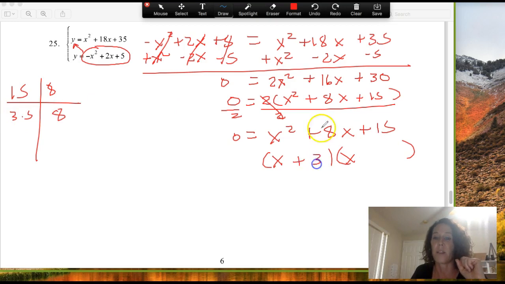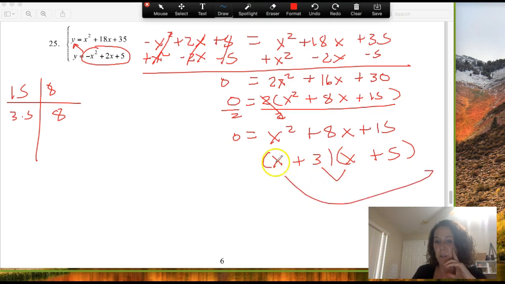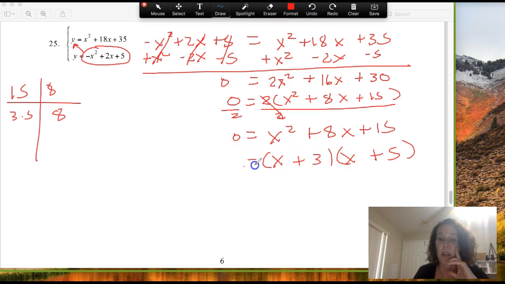So plus 3, that's a positive, positive. So plus 3, plus 5. And you can check your inner terms and your outer terms. 3x and 5x does give you 8x. So we've gone ahead and factored it. Woohoo! Okay, so let's go ahead and look at this.